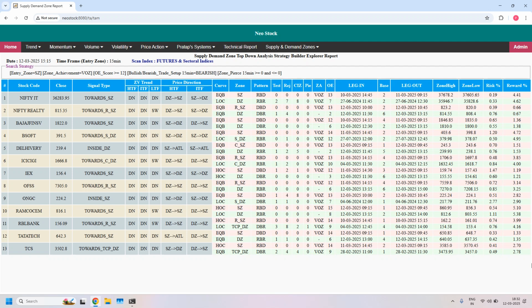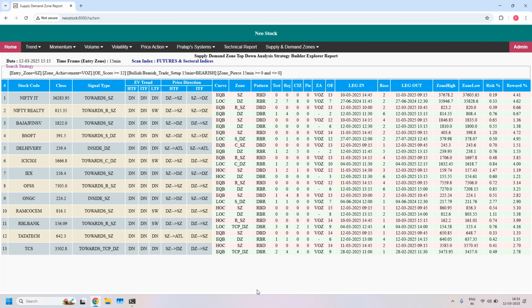So these 13 stocks are currently supporting bearish trade setup for daily income trade, and entry time frame zones are 15-minute supply zones. All these supply zones are 15-minute supply zones.